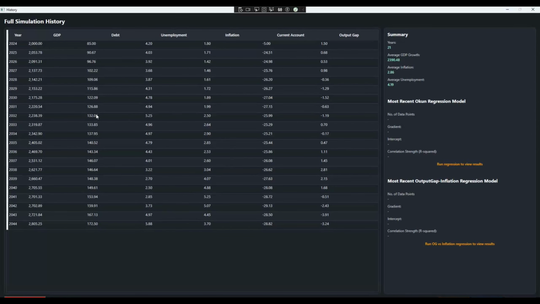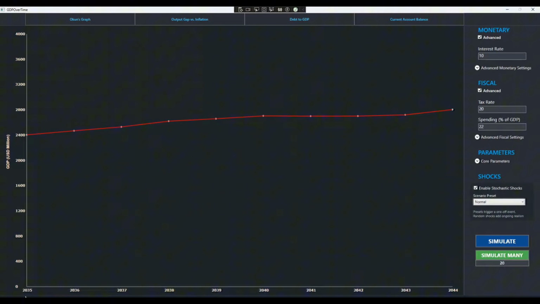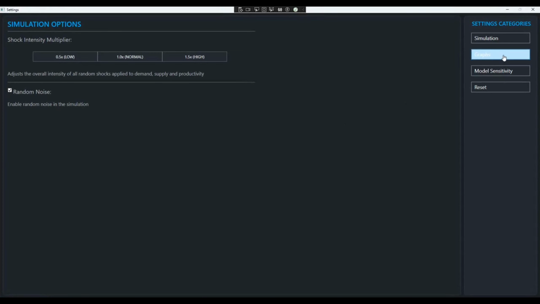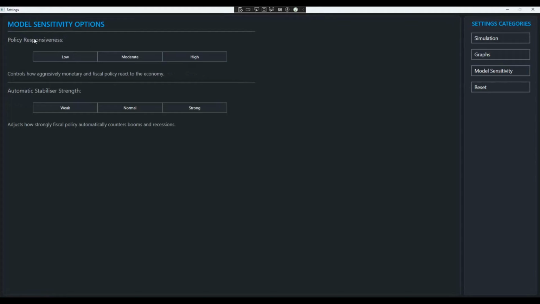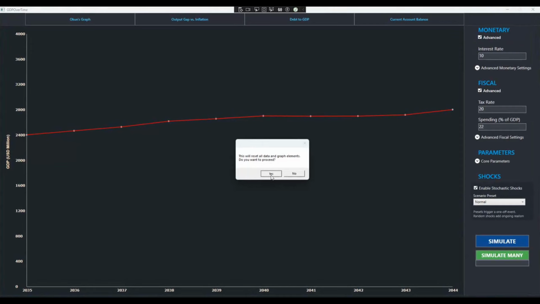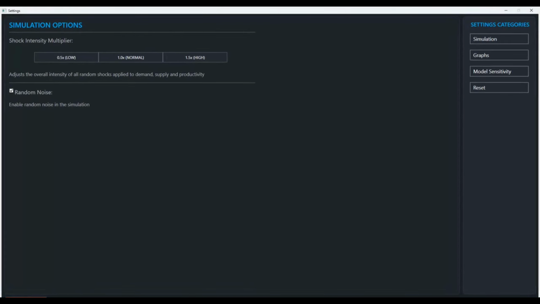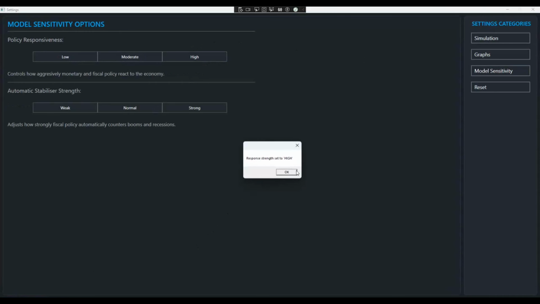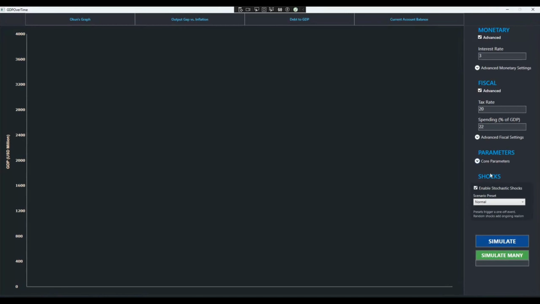Again, the analysis tab, and witnessing average GDP growth is 2,390 with a low policy responsiveness strength. So 2,390 average GDP growth. And now if we increase policy responsiveness to high, reset simulation, just confirming that's on higher. Once again, simulating the same 20 years with a 10% interest rate, and let's witness the changes in average GDP growth.